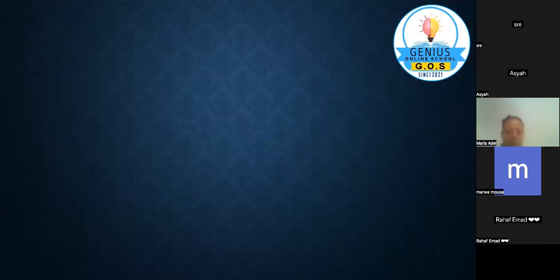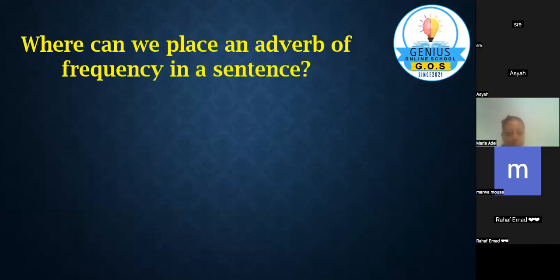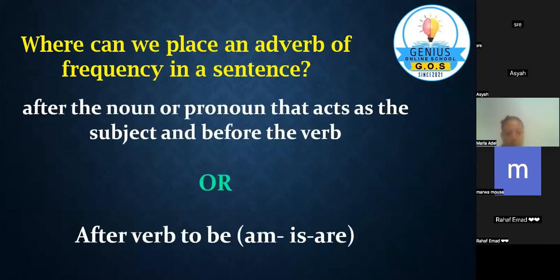Okay, now let's learn where we put them. We put them after the noun or the pronoun, which represents the subject, and before the verb. And if we have the verb to be, they come after the verb to be.